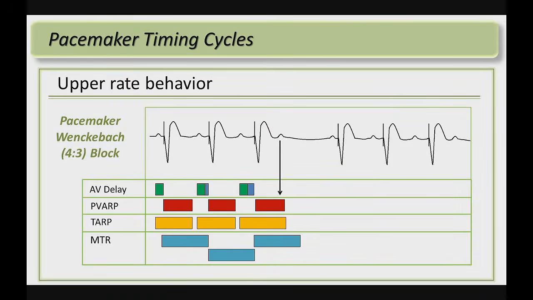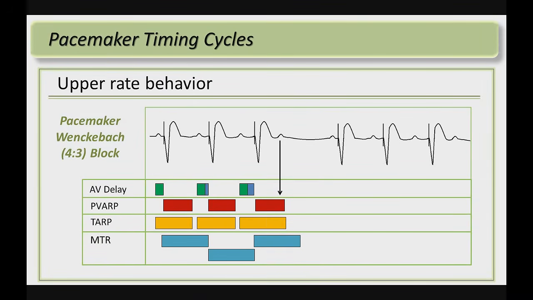Notice that this P wave lands inside of PVARP. This means that we've sensed the P wave, but since it landed inside a refractory period, we're going to ignore it, and we won't start an AV delay, which will result in a dropped paced ventricular beat.